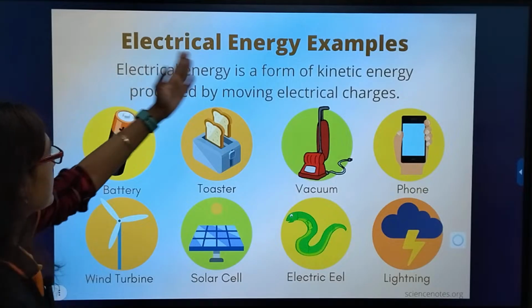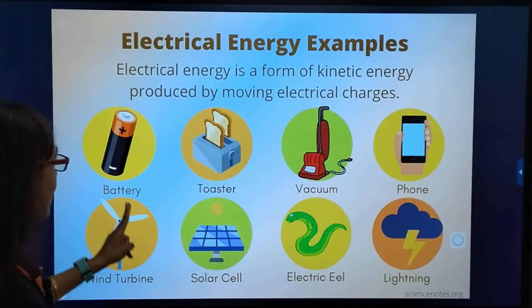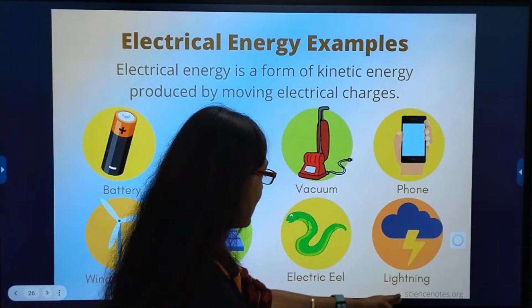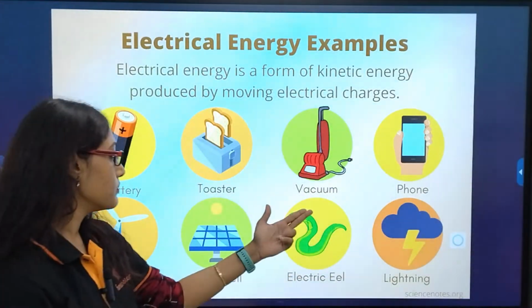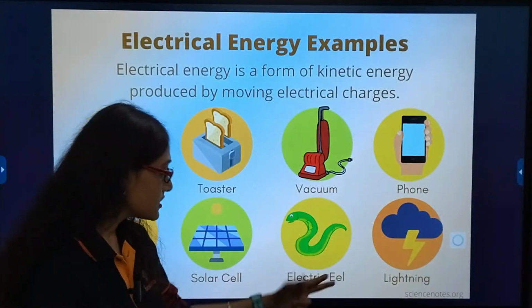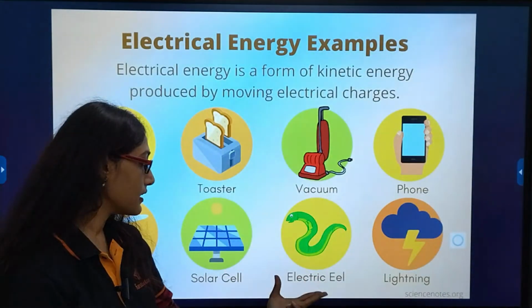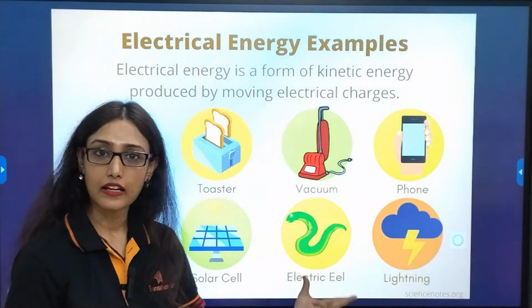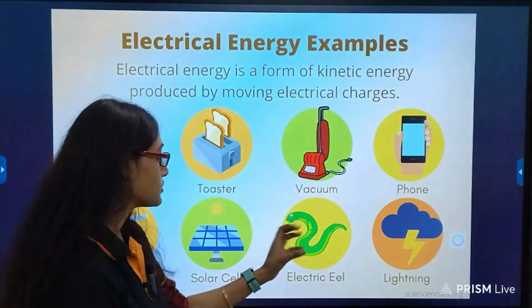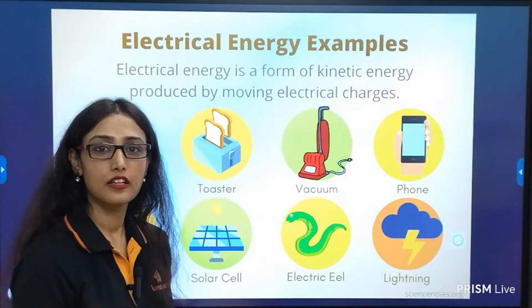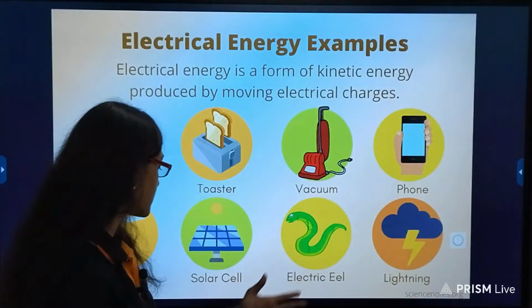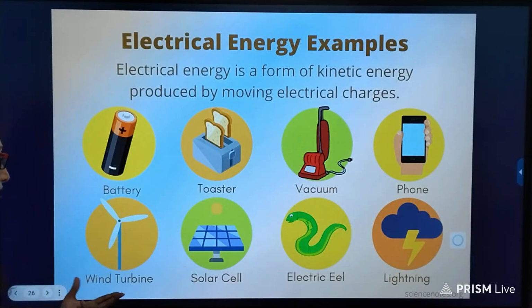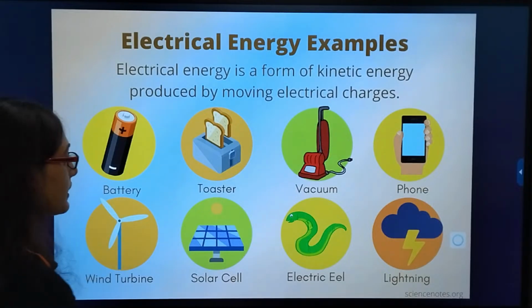Okay, just see electric energy examples: battery, toaster, vacuum, phone, lightning, even electric eel. There is an animal, a kind of fish, which can generate electricity. Okay, if you go and touch it, you will just get current, just like the electric gadgets give you current. Okay, so electric eel, solar cell, wind turbine, everything runs on electricity.